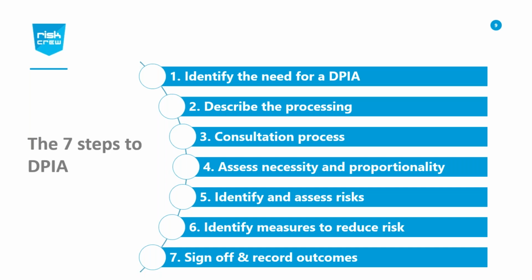You have to describe the processing. What is the process that we're doing the assessment on, the consultation process. You have to assess the necessity and proportionality, identify and assess risks, and then you have to identify measures to reduce the risk. Now you have to sign off and record outcomes because there must be an agreement with what you've put down, because people are actually responsible for the actions that need to take place for a DPIA. Now we're going to take each step one by one and see what it entails.